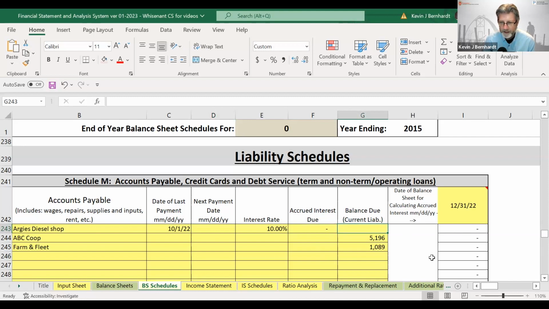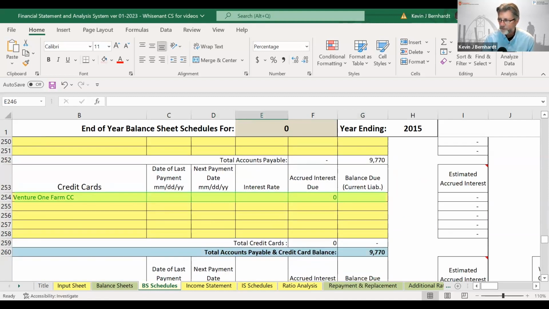And we have a balance due of $3,485. Okay. For the credit cards, we have a Venture One credit card. It's paid off monthly, so there's no interest charges. And the balance due on it is $13,319. So we don't have to worry about the rest of this because we're paying it off monthly.